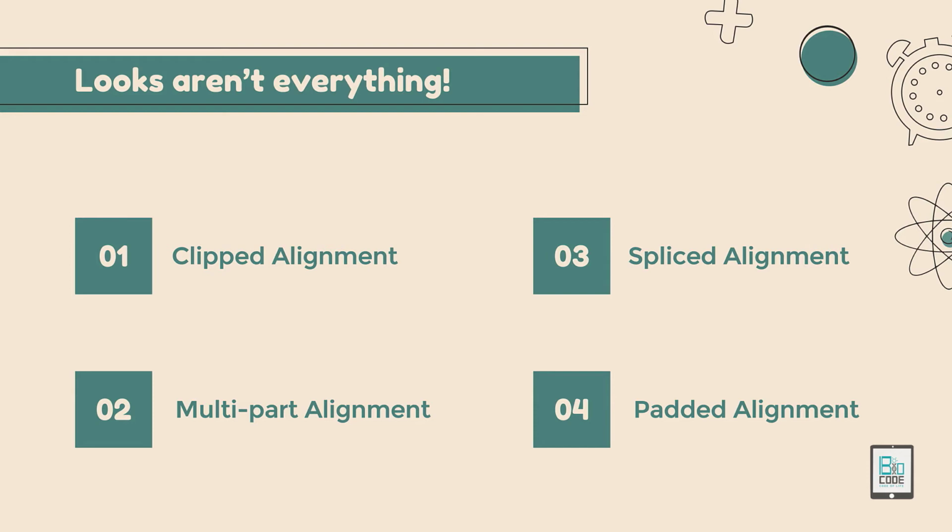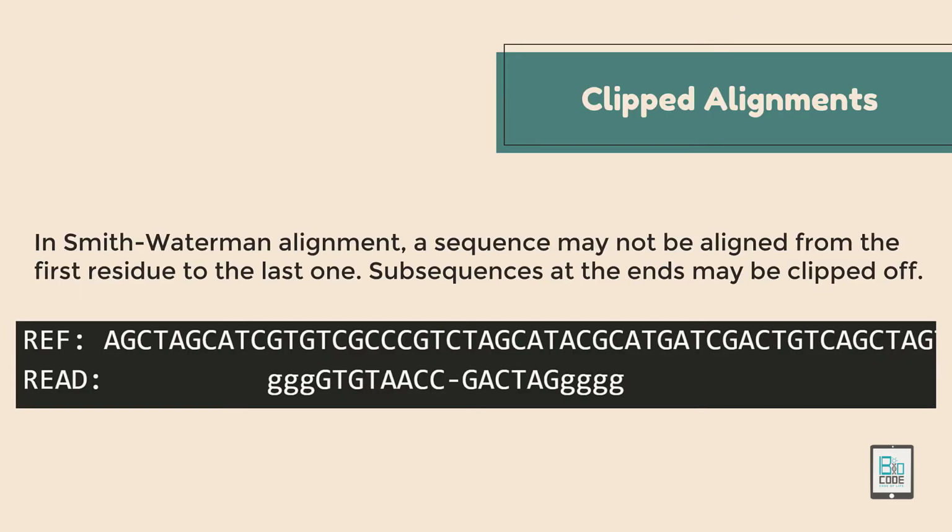So what is contained within SAM? As I said in this slide, looks are not everything, so there are various alignments that are stored in a single file format of SAM, such as clipped alignment, spliced alignment, multi-part alignment, and padded alignment. We will discuss each one of them now.